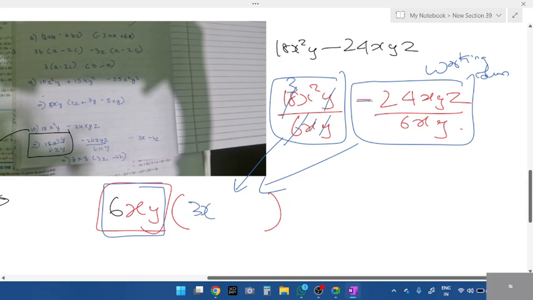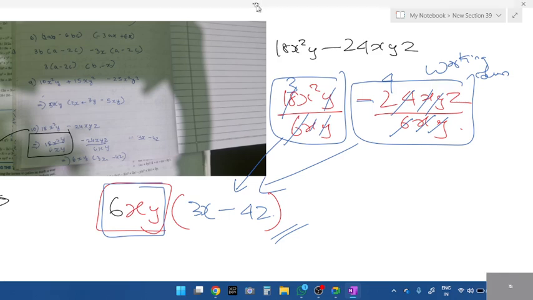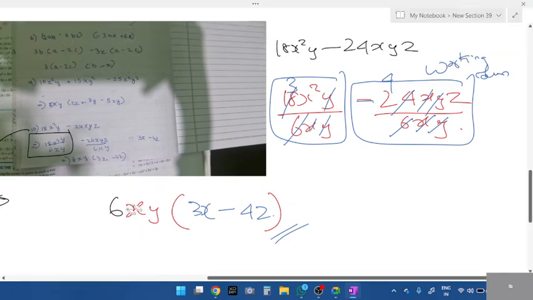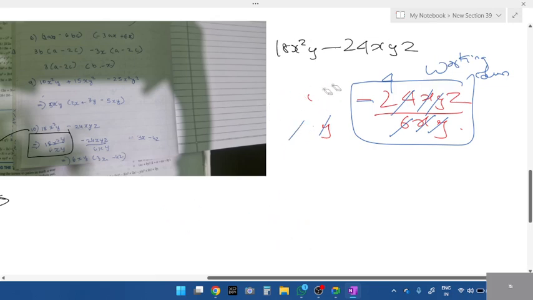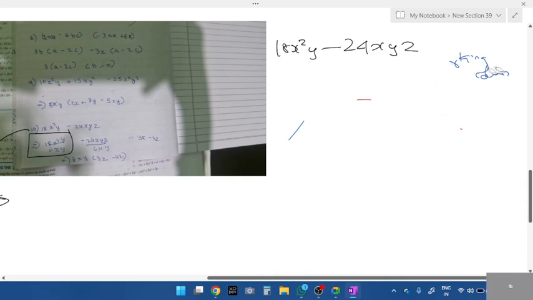Next one, plus into minus is minus. 6 ones are 6, 6 fours are 24, x and x will get cancelled, y and y will get cancelled, 4. Okay, so both are same. But try to solve it like how I did, so that you don't get confused with the remaining questions.